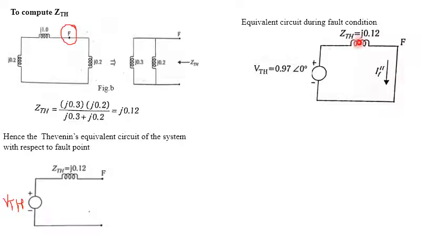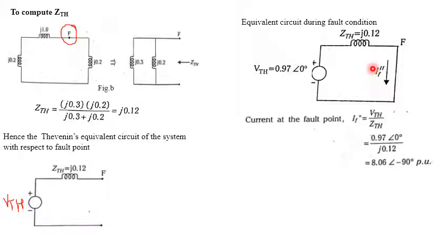Because of the voltage and the impedance, there is a current flowing at the fault point. We consider I double dash as the subtransient current. So I equals V by Z. The V value is 0.97 and the Z value is j0.12, so we get 8.06 at an angle of minus 90 degrees. Remember that these values are in per unit.